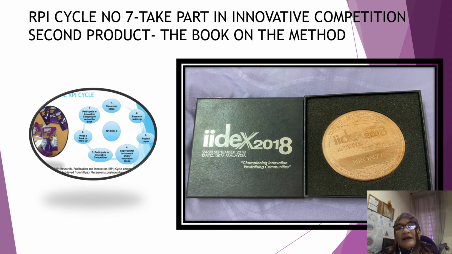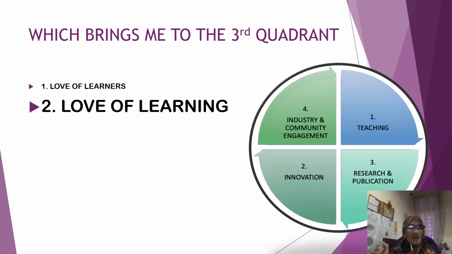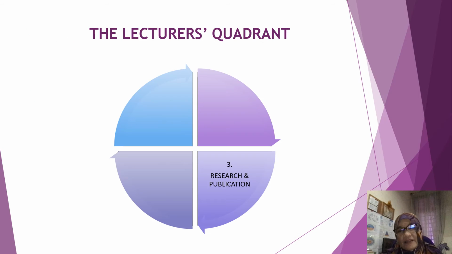And slowly we are entering quadrant number 3. Quadrant number 3 is love of learning. Research and publication. When I was holding the post of Deputy Dean of Research, one of the most difficult tasks that I had to do was to convince lecturers to write. Publish is like too far. So publication is very difficult.